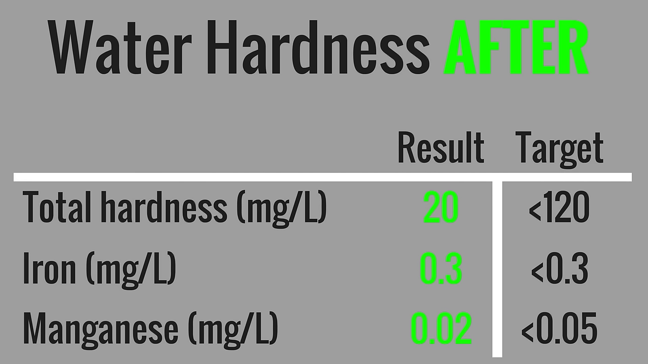So if we now look at the lab analysis report for the tap water after I added the water softener system, the numbers speak for themselves. So the total water hardness levels dropped to 20 milligrams per liter of calcium carbonate, the iron total dropped to 0.3 milligrams per liter, and the manganese total dropped to just 0.02 milligrams per liter. So all within recommended spec for soft water.